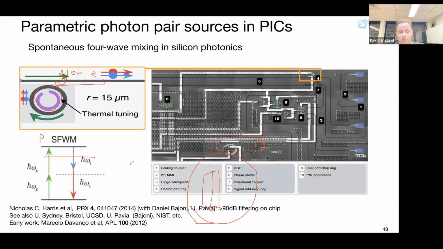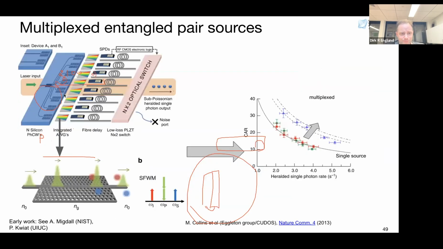People have been working on this for a very long time, and it's very difficult to get sufficient isolation of the pump light, which can be 16 orders of magnitude or so brighter than the down-converted light or the four-wave mixing light. It's very difficult to isolate that sufficiently. So that's still very challenging.